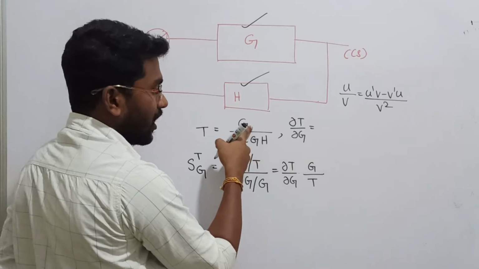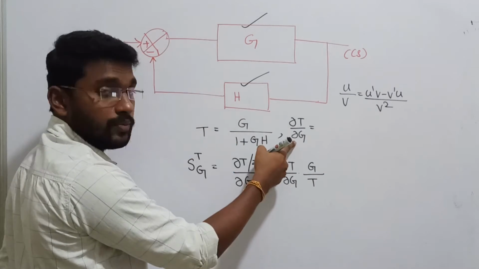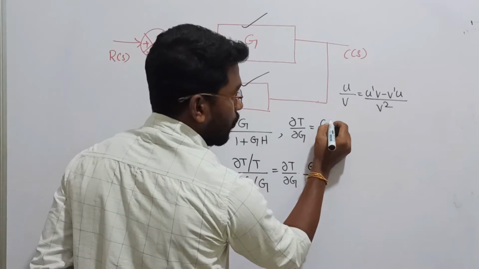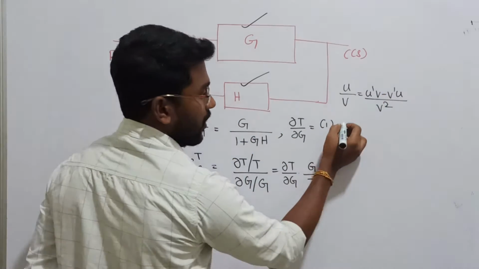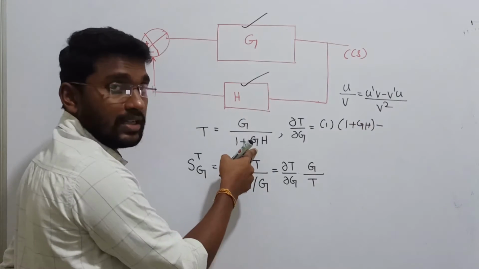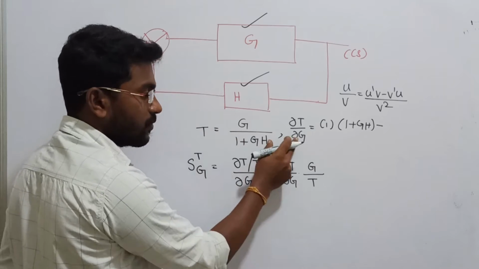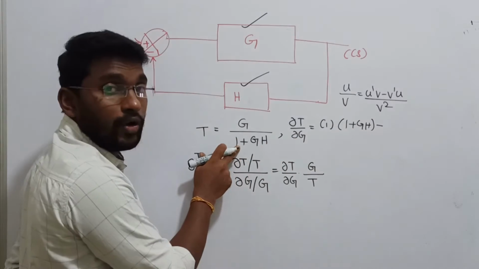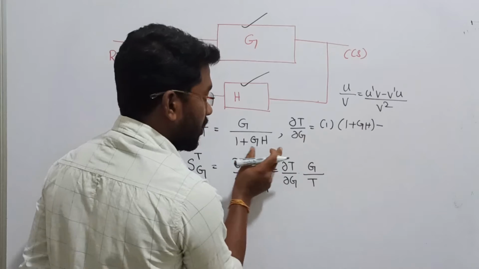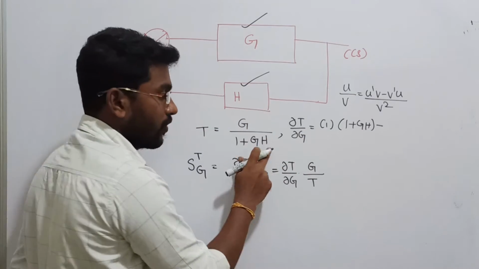First step, I have to keep U dash, G differentiated with respect to G. I am differentiating this function with respect to G only. So that is going to be 1 into V. V is the denominator, so the denominator will become 1 plus GH. Now minus V dash. We have to differentiate the denominator with respect to G. If I differentiate, 1 is going to be 0, and G will become 1. So you will get what?